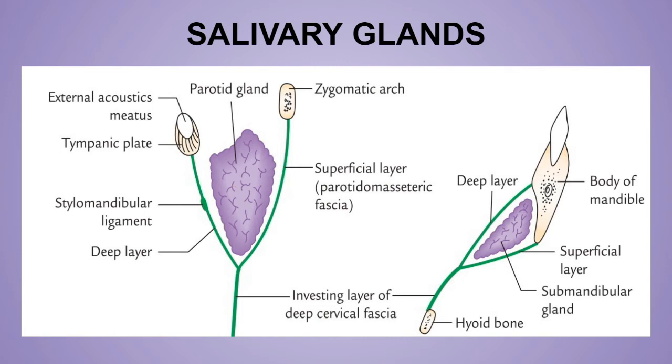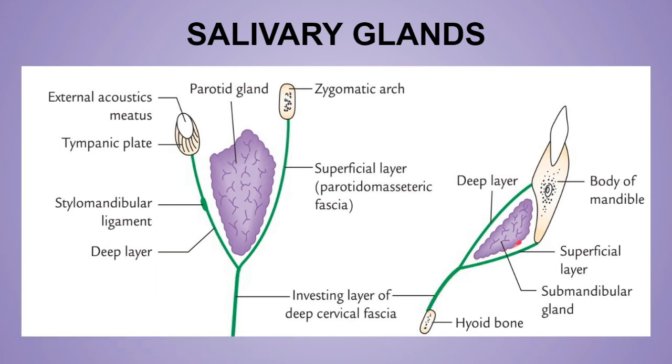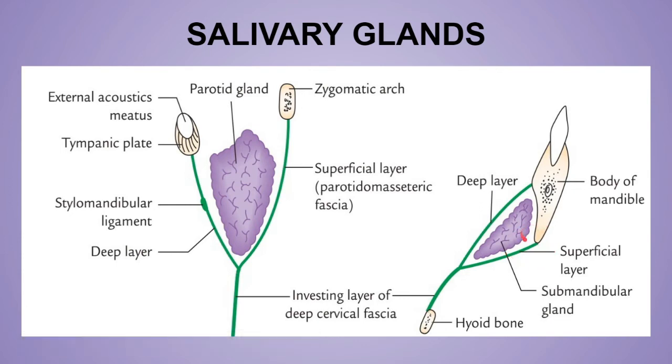Now at the base of the mandible, let's come to the submandibular region. This is the investing layer. Also over here it splits into two, superficial layer and the deep layer. The superficial layer is connected to the lower border of the body of the mandible, and the deep layer to the mylohyoid line. The mylohyoid line is that line over which the mylohyoid muscle is attached.